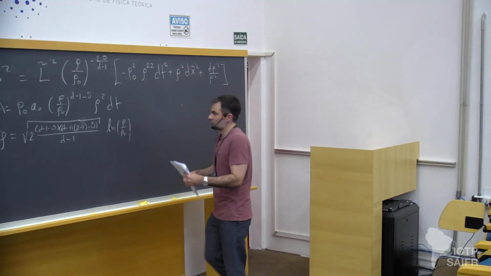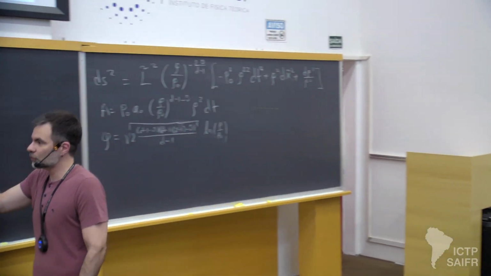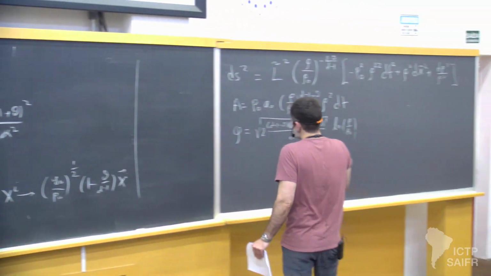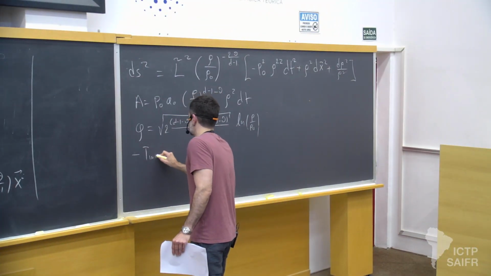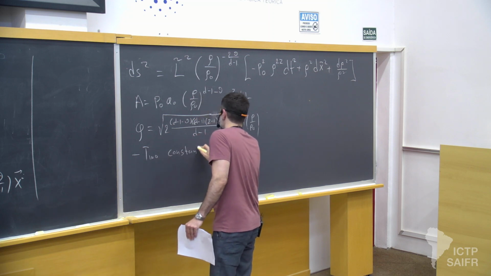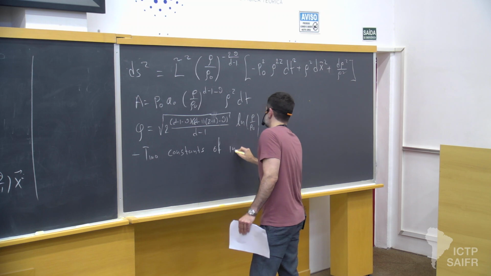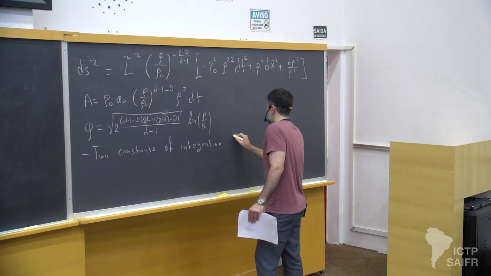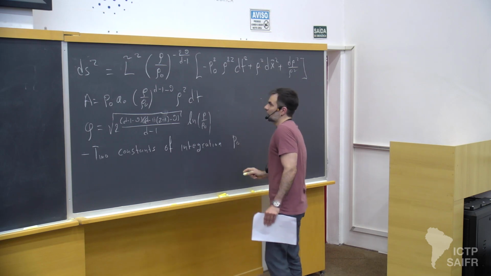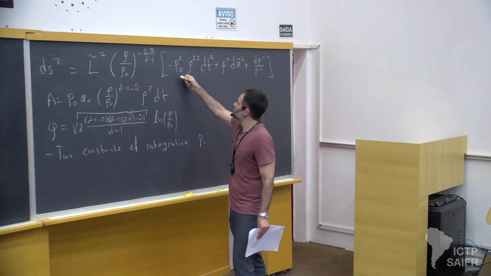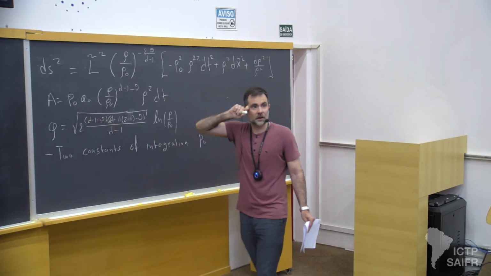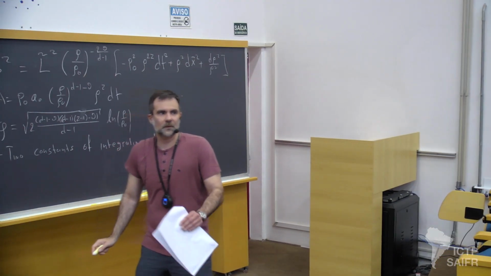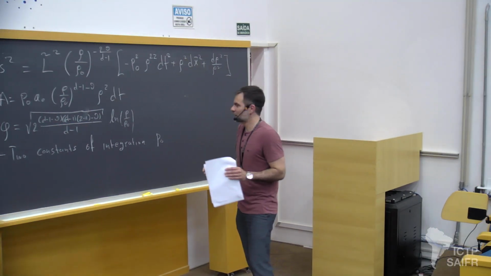Okay, so what are the comments I want to make here? In the process of solving for these functions, I have discovered two constants of integration. So the first constant is this P naught. What is P naught? Well, P naught basically sets the scale of time in this infrared geometry. I can just get rid of it by redefining time. That's okay, that's benign. That's not a bad thing.